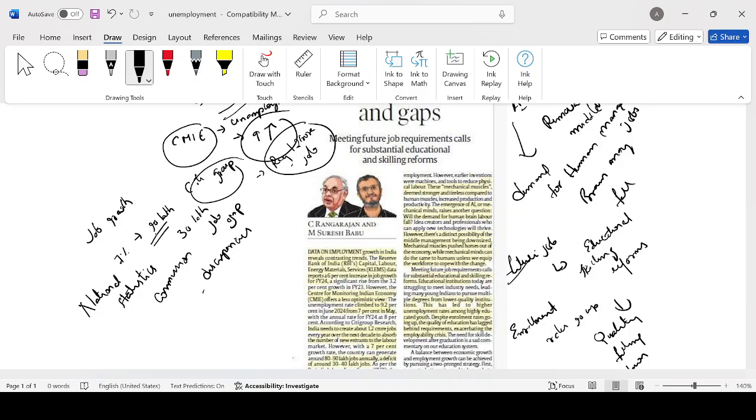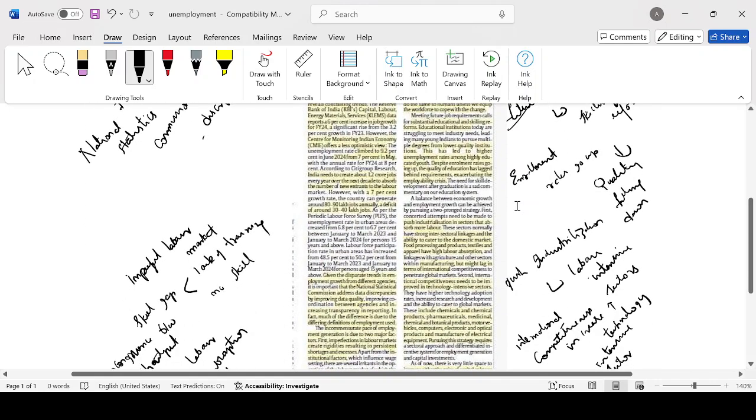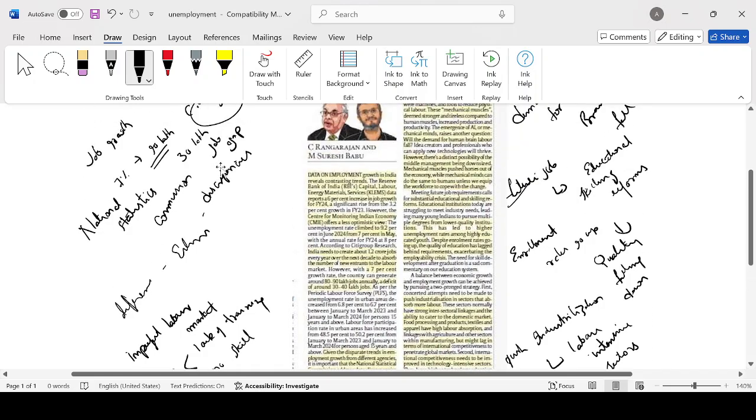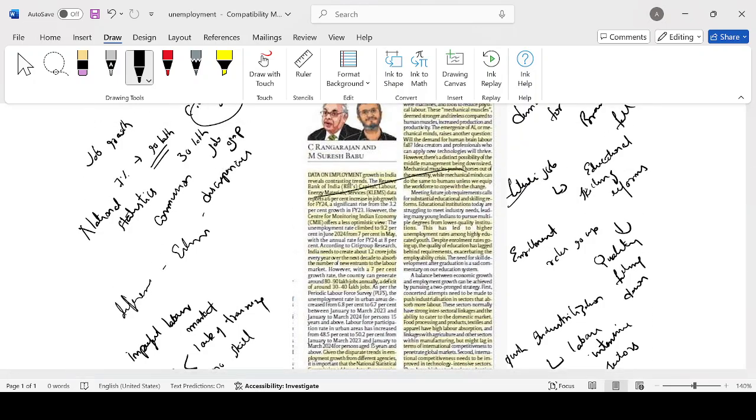So in this article, the columnists are saying that there are differences in the estimation of the job growth rate, and these things need to be addressed. For that, the National Statistics Commission has to do something. They need to improve the data quality and data transparency.